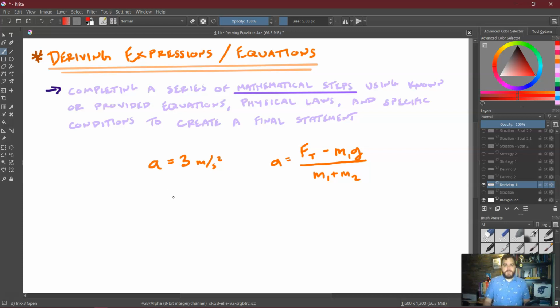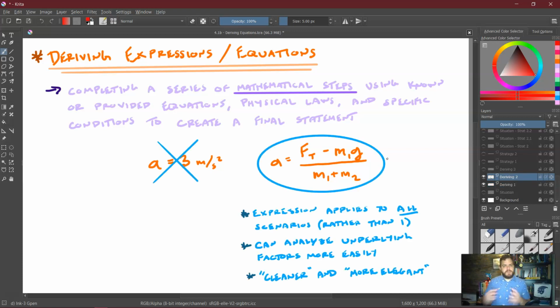Now, previously, we would have gotten some specific number, like a is equal to 3 meters per second squared. But now, when we derive an expression or equation, we should be really just having a series of variables. So, for instance, a is equal to F_T minus m1 g over m1 plus m2. That's just an example. And why exactly do we want this more theoretical derived expression rather than a concrete value? There's a few different reasons. One, this expression really applies to all scenarios rather than one specific one. So if I change my masses or my tension, I can quickly recalculate new values without having to go back and resolve the problem all over again.